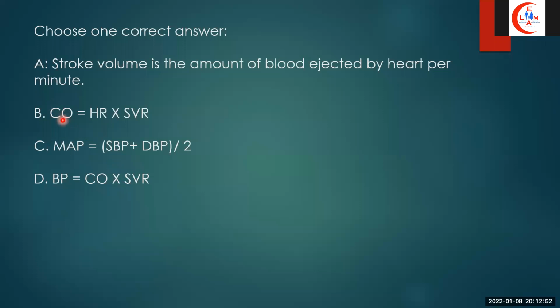Of course, the CO, which is the cardiac output, this is the heart rate and this is the systemic vascular resistance. Okay.